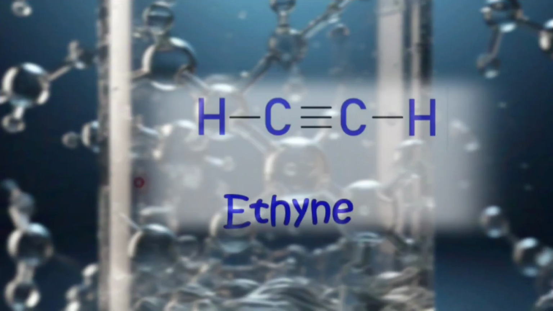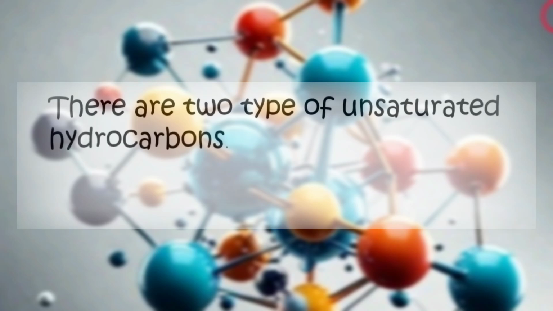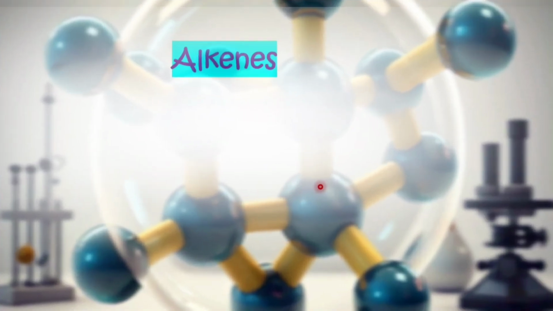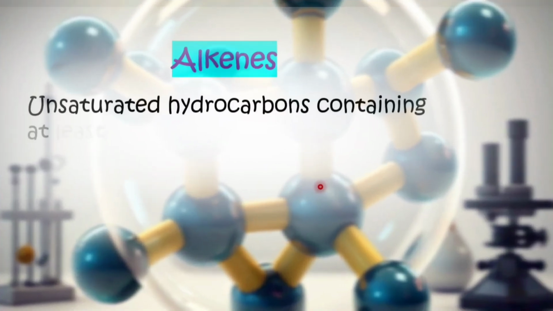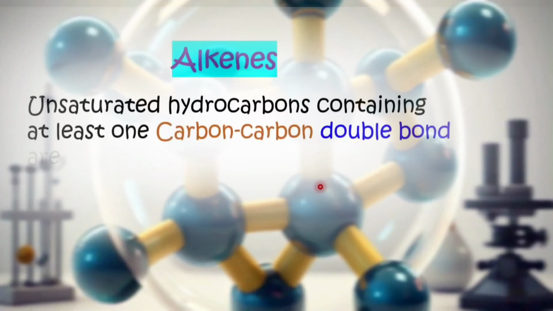The next example is ethyne, in which a carbon to carbon triple bond is present, and here only 2 atoms are bonded to each carbon atom, and 1 hydrogen atom is bonded to each carbon atom. So it is the carbon to carbon bond that decides how many atoms will be attached to a carbon atom and how many hydrogen atoms will be bonded to each carbon. There are 2 types of unsaturated hydrocarbons: alkenes and alkynes. Unsaturated hydrocarbons containing at least 1 carbon to carbon double bond are called alkenes.